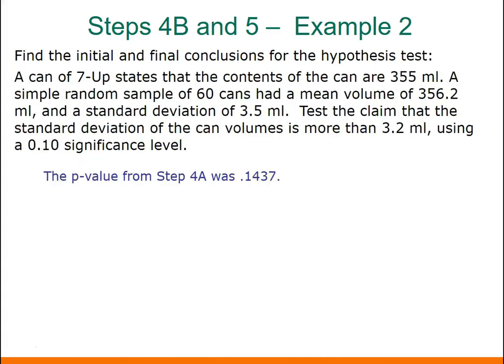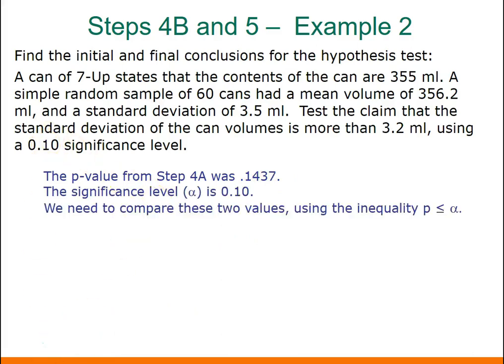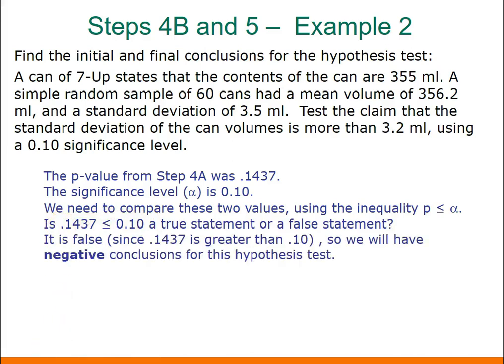So for this problem, we found that the p-value is 0.1437. Our significance level is 0.10. So we're comparing those using the same inequality again. So if we put the p-value over here and the alpha over here, then we want to evaluate this and see if it's a true or a false statement. This one is actually false because 0.1437 is actually greater than 0.10.